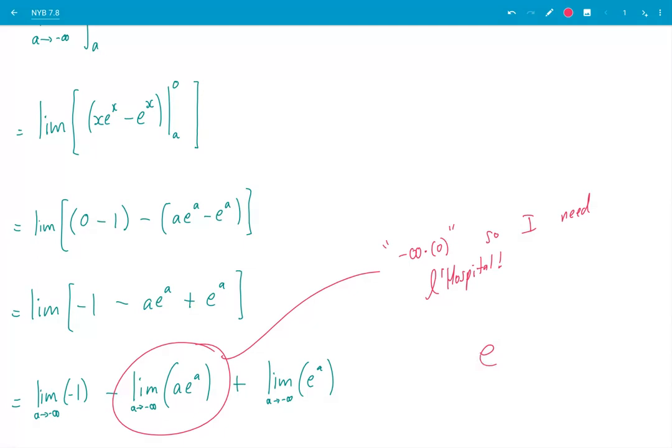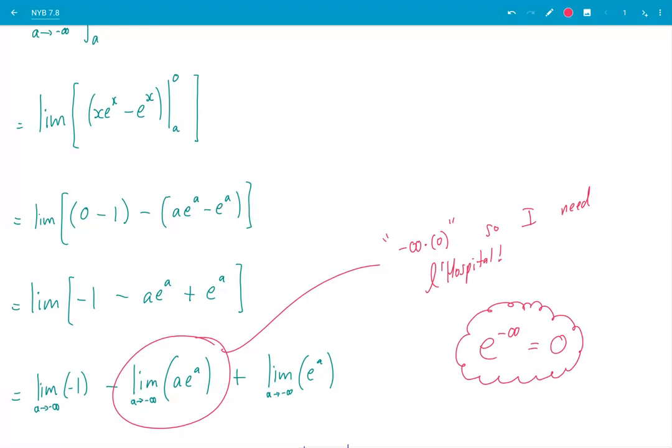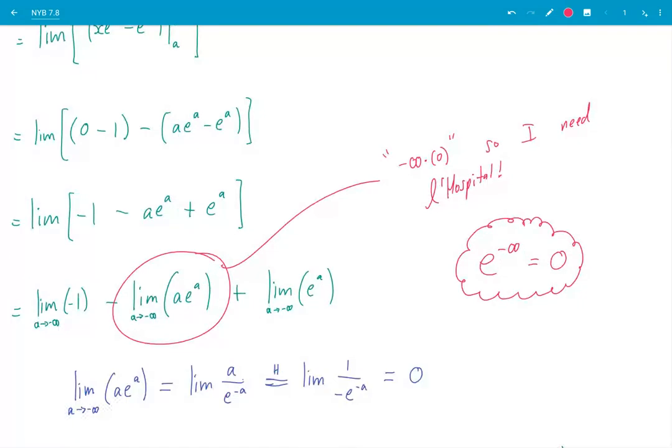You may want to, e to the minus infinity, maybe worth memorizing. This is not to be written down explicitly. It's in a thought cloud, but it's worth keeping in mind. Where was I? That middle limit requires L'Hopital, which I do in blue here. This is one where I have to pull the exponential underneath.